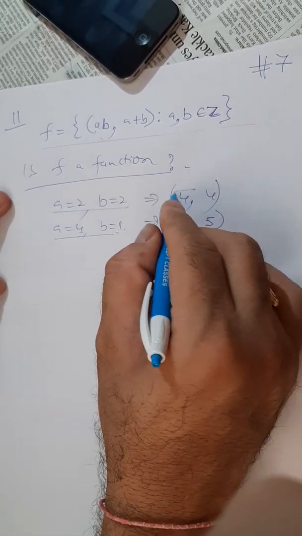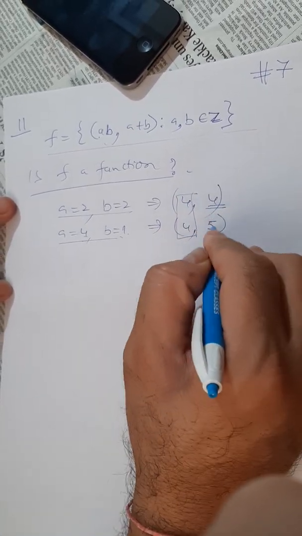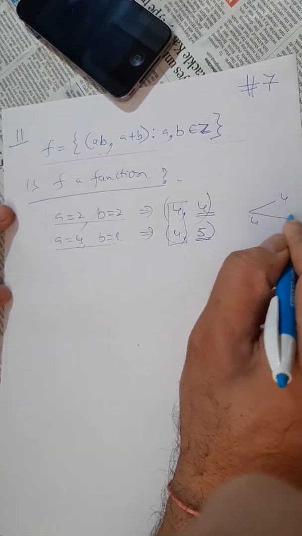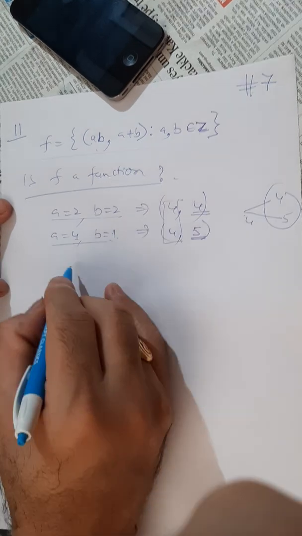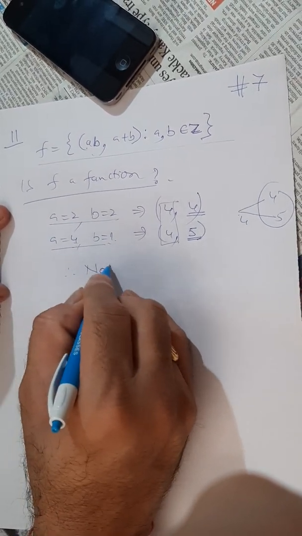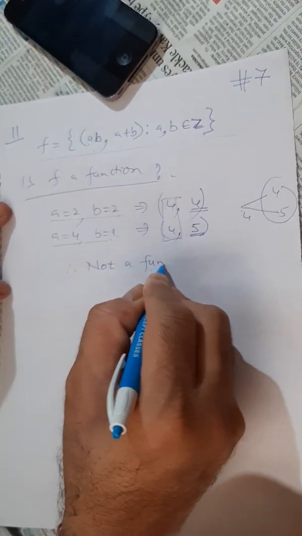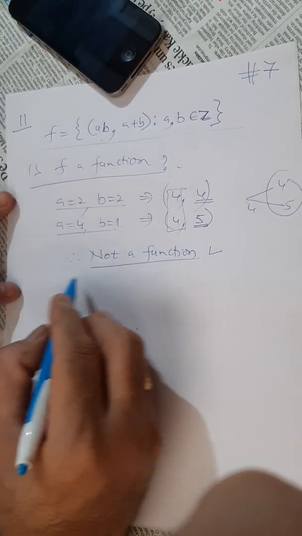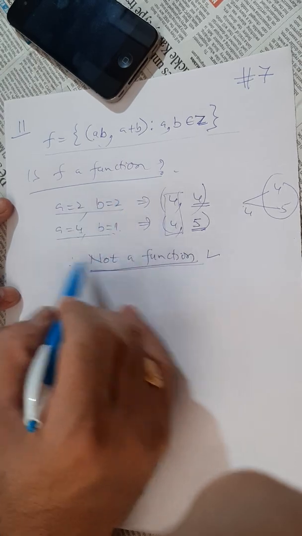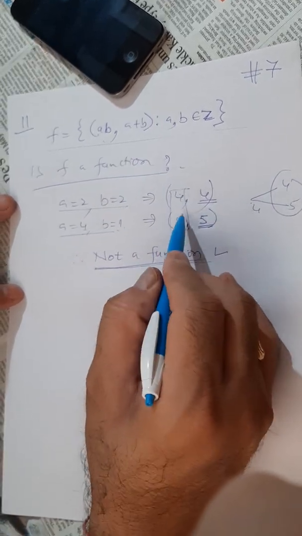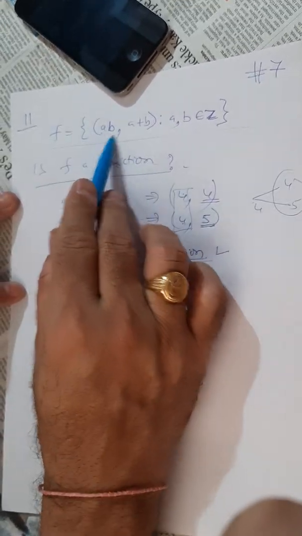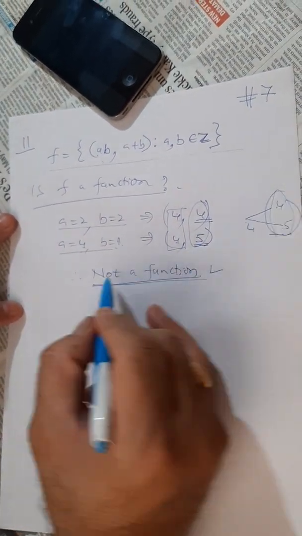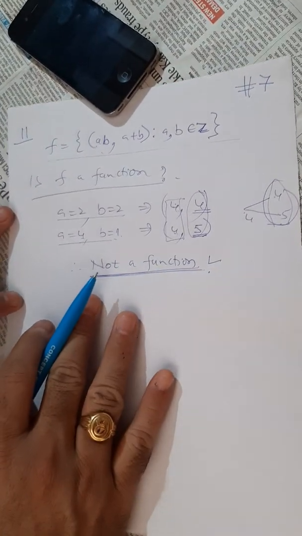So immediately you can see that 4 is associated with 2 different members. 4 goes to 4 and 5. So from this you can say it is not a function. You can find many such ordered pairs, but one is sufficient. You can try some more if you want, but here one example is sufficient. 4 is associated with 2 different members, 4 and 5, therefore not a function.